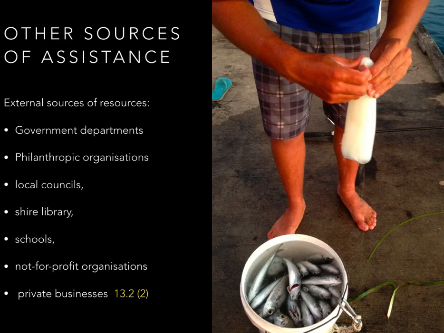So you might get sources of resources from government departments, philanthropic organisations, local councils, shire libraries, schools, not-for-profits, private businesses, that sort of thing. So the sort of thing I'm thinking of here is that you might have a boarding residence and you might decide that you're going to go on an extended excursion, maybe to another state, might be to Canberra or somewhere like that, and you need funding. You've got a lot of different stakeholders to pull together. You need a network of people that you're going to work with to help this to happen for your boarding students.